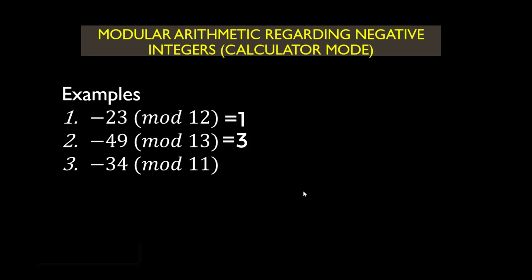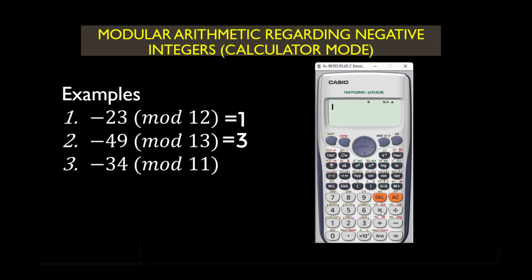Let's display our calculator once more. So you type negative 34, press the equal sign key and then press the all clear key. Then once again, answer plus the modulus, which is 11. Then I keep pressing the equal sign until I arrive at the first positive integer.